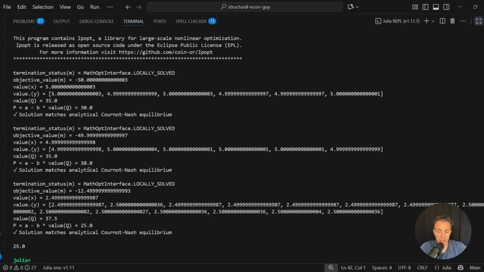If we change the upper bound on the quantity to 17, that's not going to change anything about the problem. And then if we instead do 15 firms instead of 5, the profits are going to go down and the quantity supplied by each firm is going to go down, but the total market supply is going to go up and the price is going to go down. So again, this is all consistent with what we know, and that's a way to use JuMP to impose constraints without having to fully solve the model.